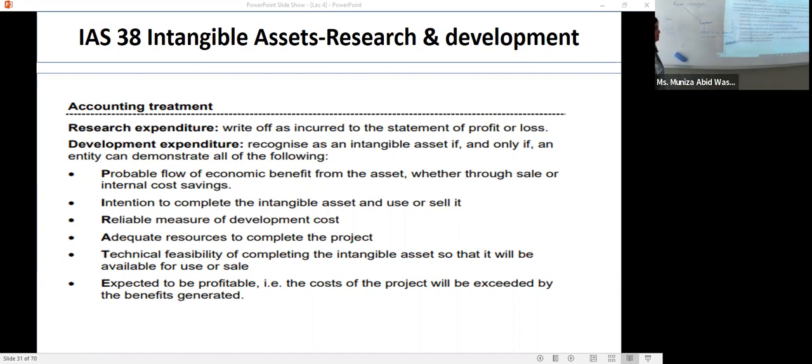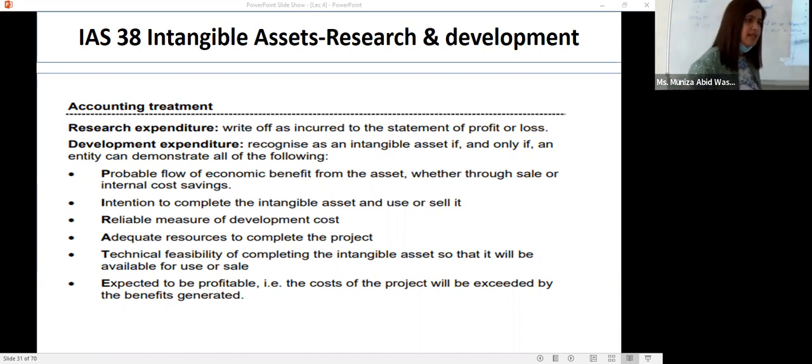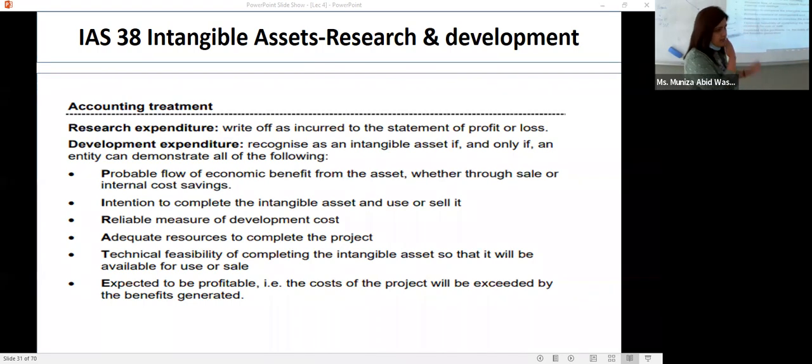And the last one, expected to be profitable. The organization obviously spends an amount on the development expenditure because it is thinking that in future it will give us an inflow of economic benefits. If at any point the organization comes to know that this project will not be profitable, it will be running into losses, immediately it will write it off as revenue expense in SOPL.